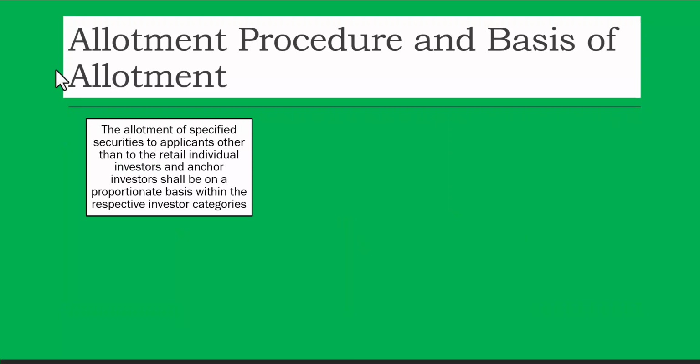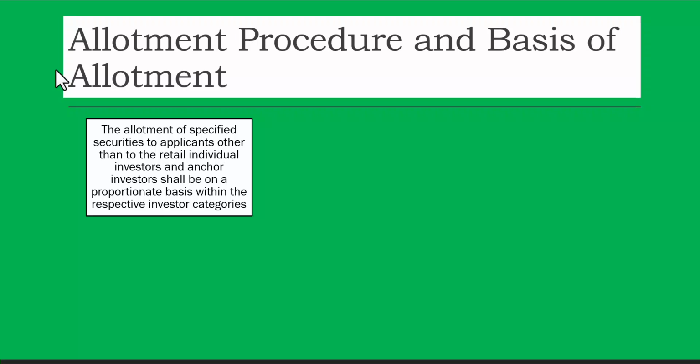Okay. The allotment of specified securities to applicants other than retail individual investors and anchor investors shall be on proportionate basis within the respective investor categories. So this is very important. The allotment of specified securities to applicants other than the retail investors and the anchor investors shall be on proportionate basis within the respective investor categories.